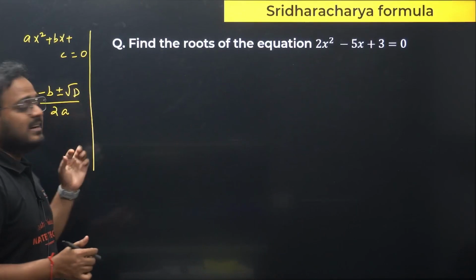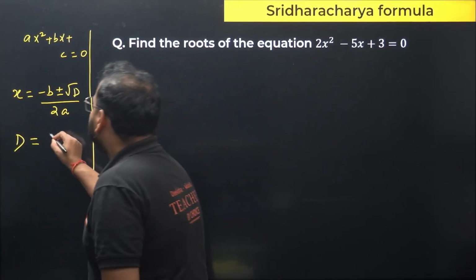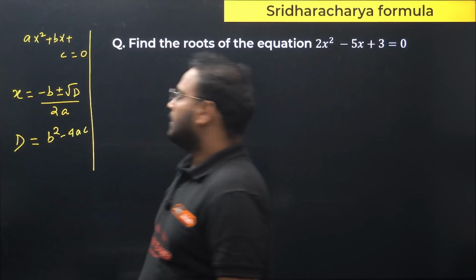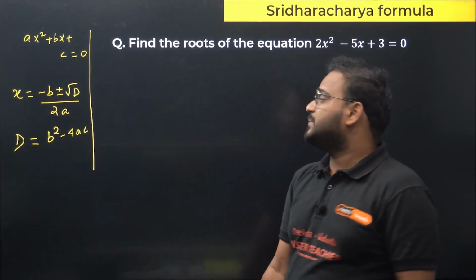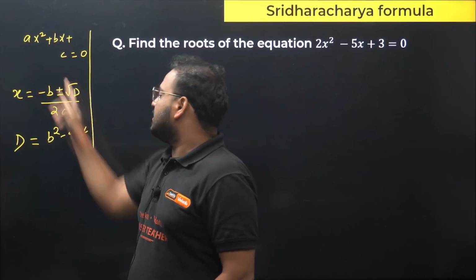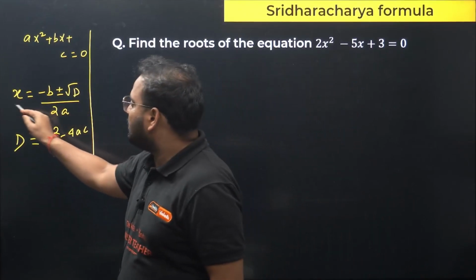D is called the discriminant. And how do you find this? Simply with the same formula, b square minus 4ac. What is b square? The b value from here, 4 is a constant, a from here, and c from here. Okay, so this is the formula to find the root.